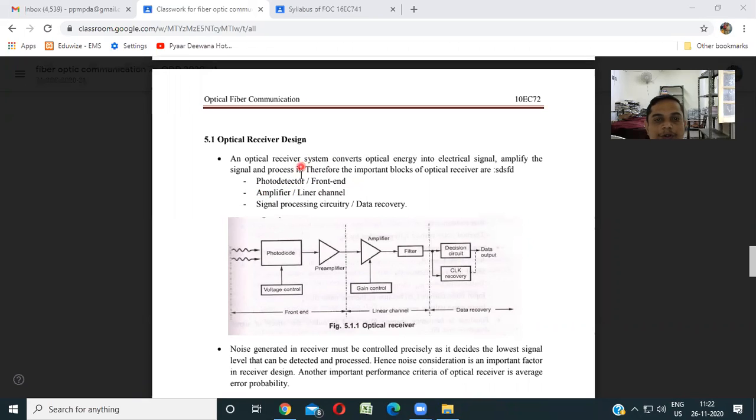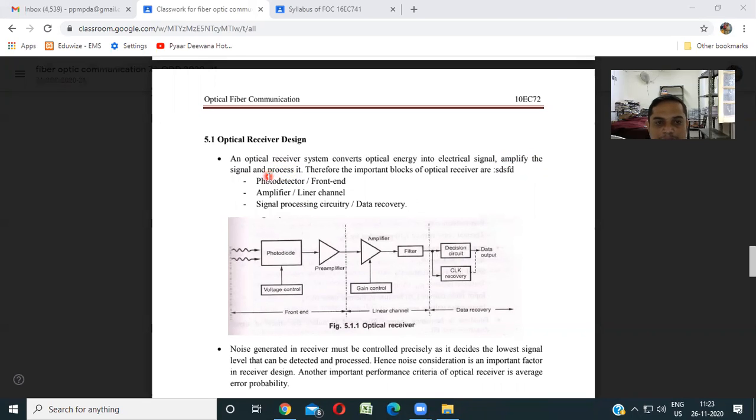This is called a front end. There are three blocks here: front end, linear channel, data recovery. The optical receiver system converts the optical energy into the electrical signal. Also, we have to amplify because we are receiving a very weak signal at the receiver side. So that weak signal we have to amplify. At the same time, we have to process it to recover the original electrical signal.